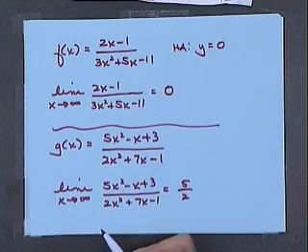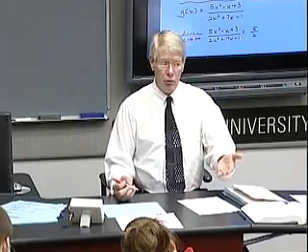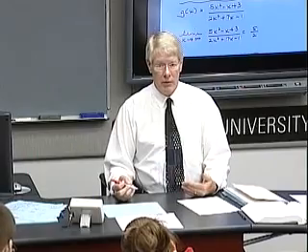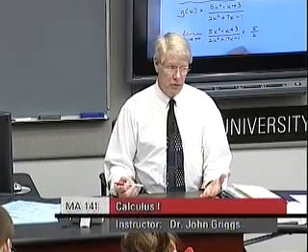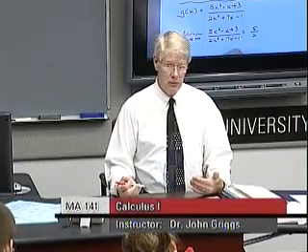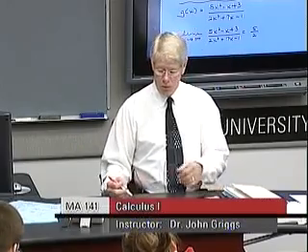And then the third case, the only other case, is where the degree of the numerator is larger. What happens there? It doesn't have a limit. So therefore, it wouldn't have a horizontal asymptote, a linear horizontal asymptote.